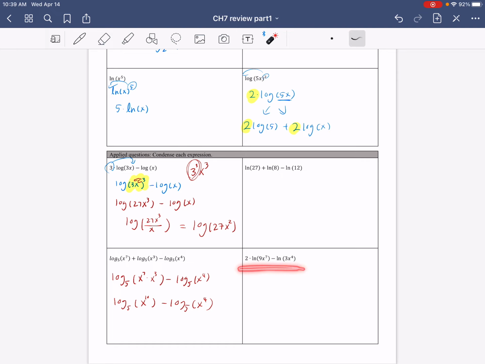And same thing here. This one, just look at this question. It's going to be very similar to this one, okay? Now, if you have any question, just let me know, then I will help you.